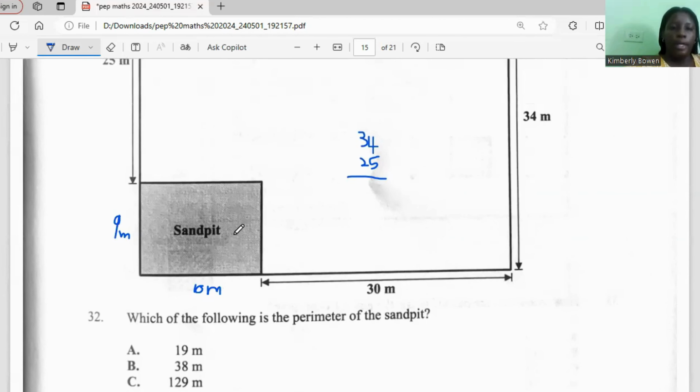So we can now calculate the perimeter for the sand pit. So 9 plus 9 is 18. And 10 plus 10 is 20. And 18 plus 20 is 38. So the answer is 38 meters.